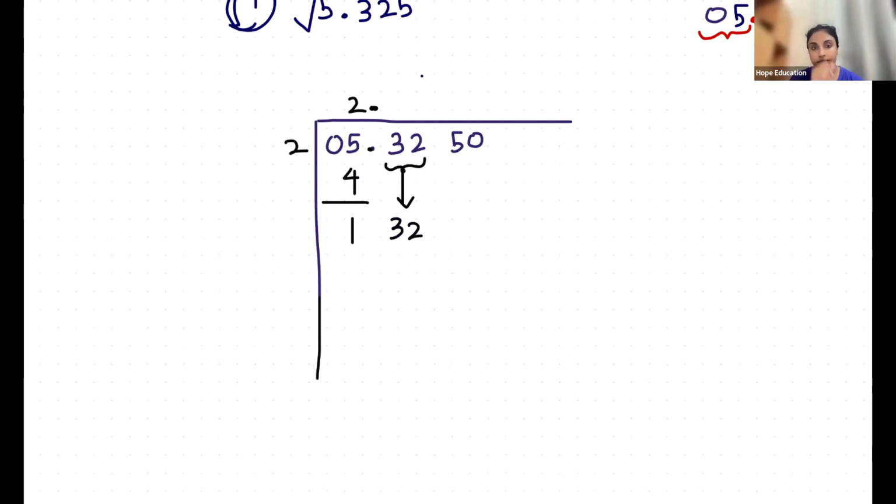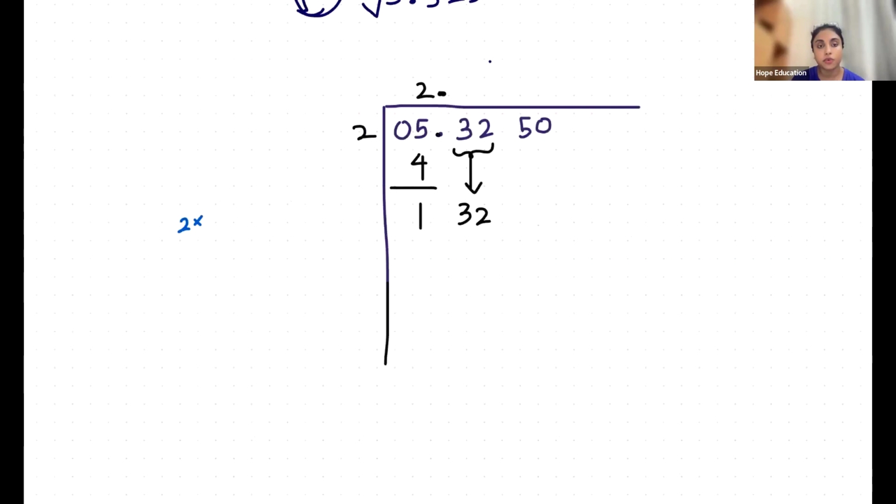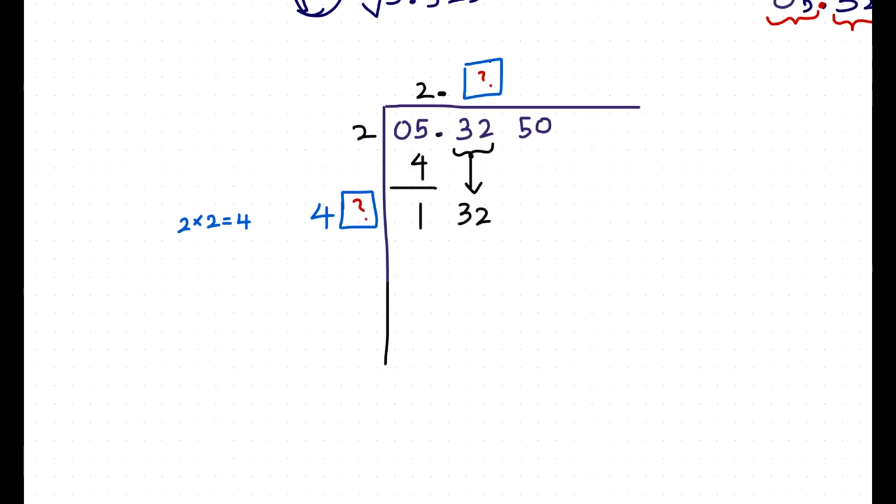Then at the top, I only have 2 now. What is the double of 2? 4. So I put 4 here and I have to put another number here. That same number I should put here. Can you find me the number that should come here? Okay, Basma says it's 3. Others, what do you all think?